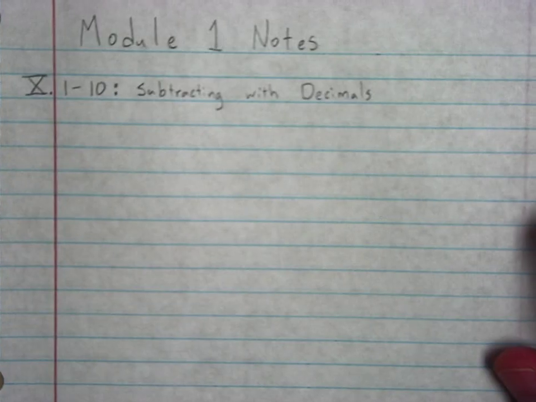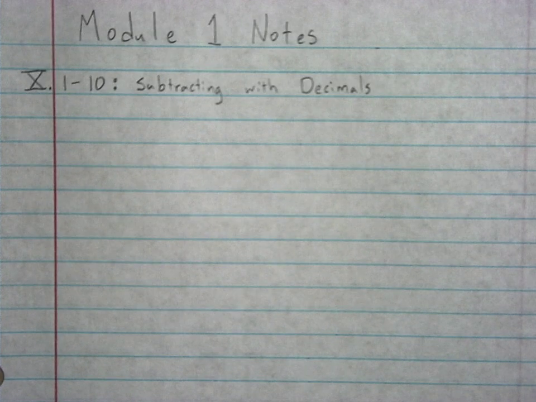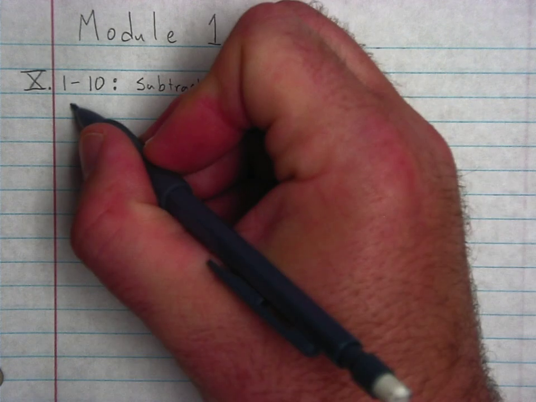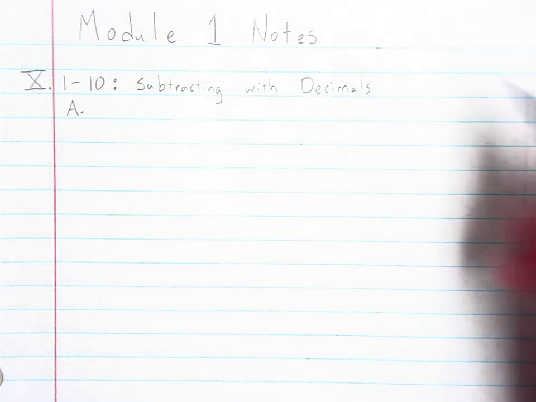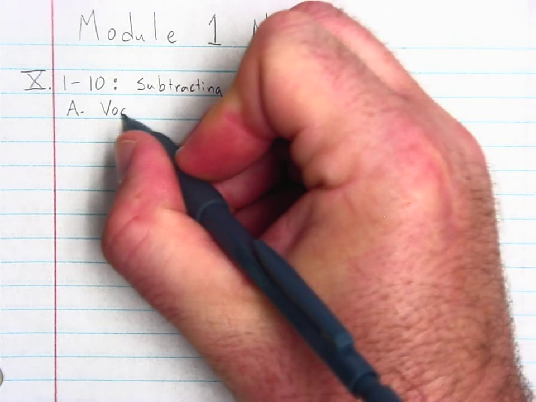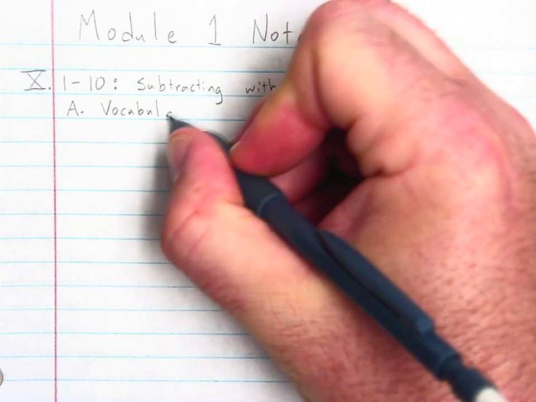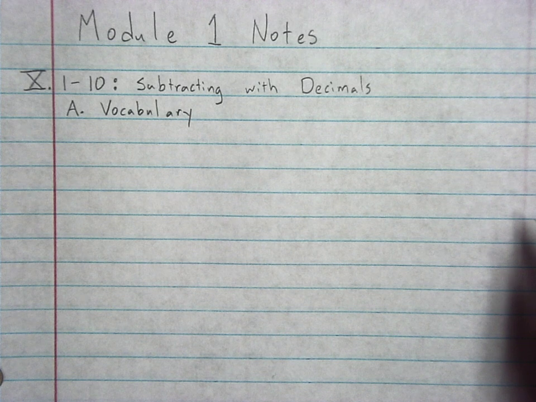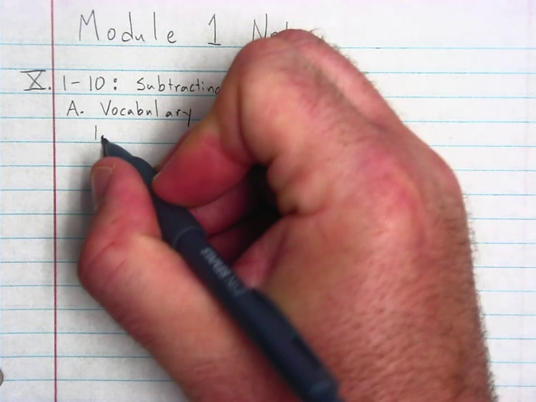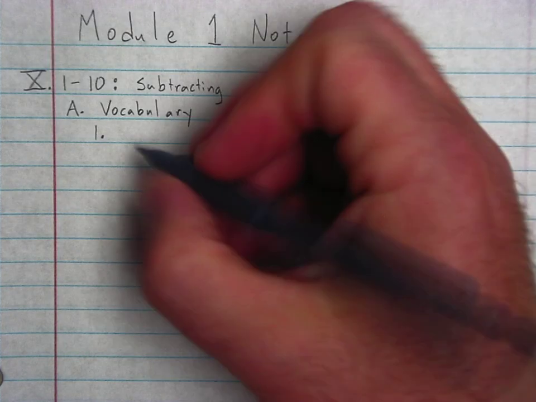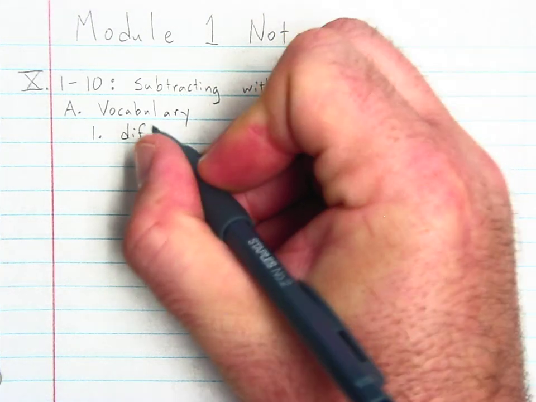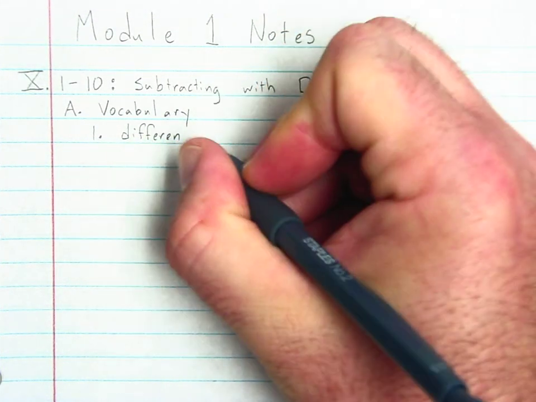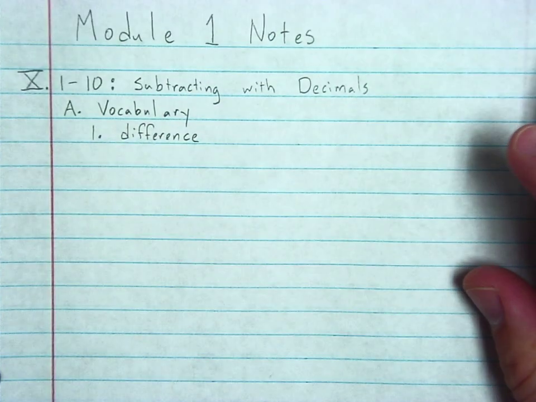Subtracting with decimals. We don't have a ton of vocabulary to start with today. Just 2 words. Hopefully at least one of them you've heard before. The other one I think I've used, but I don't know if I've actually stopped to explain what it is. First word is difference, and this is going to come up quite a bit when we are subtracting.